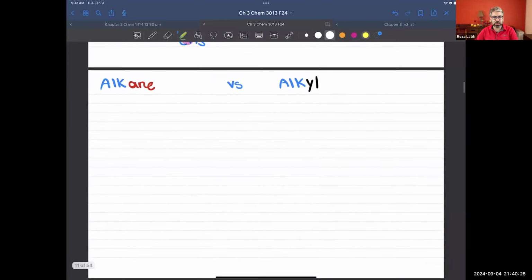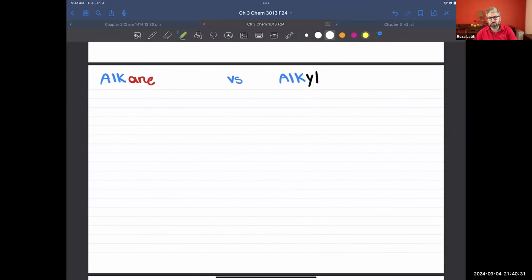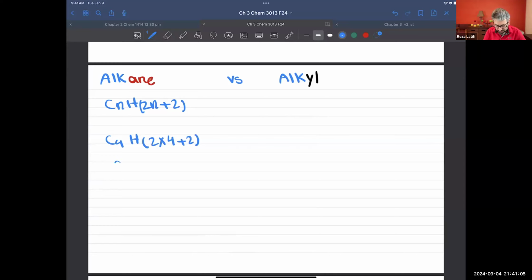Okay, now we're going to go after alkane versus alkyl. What's the difference between them? So whenever you say alkane, you will be dealing with a saturated compound. That means all atoms that you pick are saturated. And this is the formula for it: CnH2n+2, and this 2 will be applied for hydrogen. One example for it: C4, H will be 2 multiplied by 4, plus 2. So we will have C4H10.